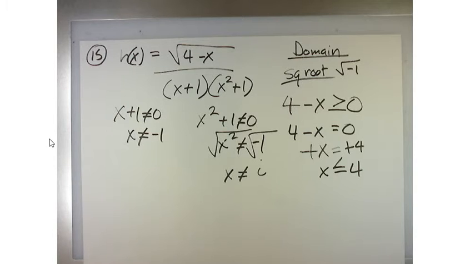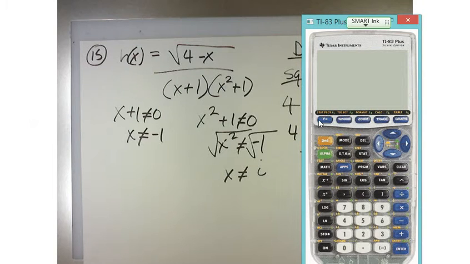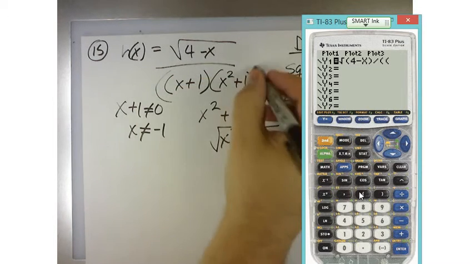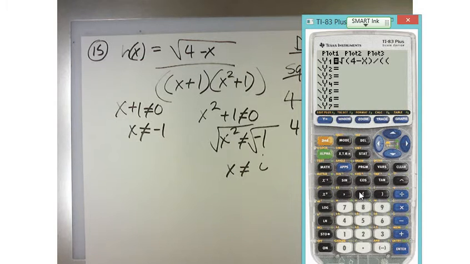So let's graph it and see what it looks like. I'm going to plug it in my calculator. I'm going to plug in the square root of 4 minus x divided by, and I have to do double parentheses because I want to put all of this in parentheses, that's the only way my calculator will understand it. So I'm going to say x plus 1. If you don't put it that way, it'll give you the wrong graph. Times the quantity x squared plus 1.